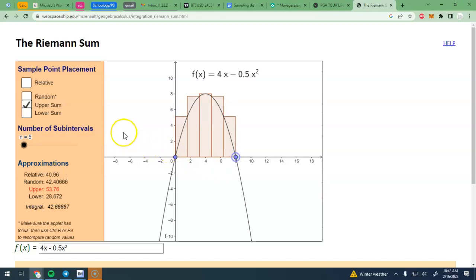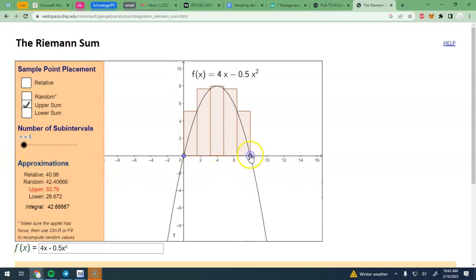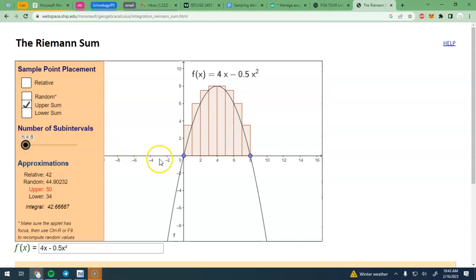Well, one way I could do it is to break it up into different rectangles. And I could say, well, from 0 to 2, that's not 0 to 2, it's like 0 to 1 point something. So we could do 8, and then that. Okay, so that would be exactly 1 per.